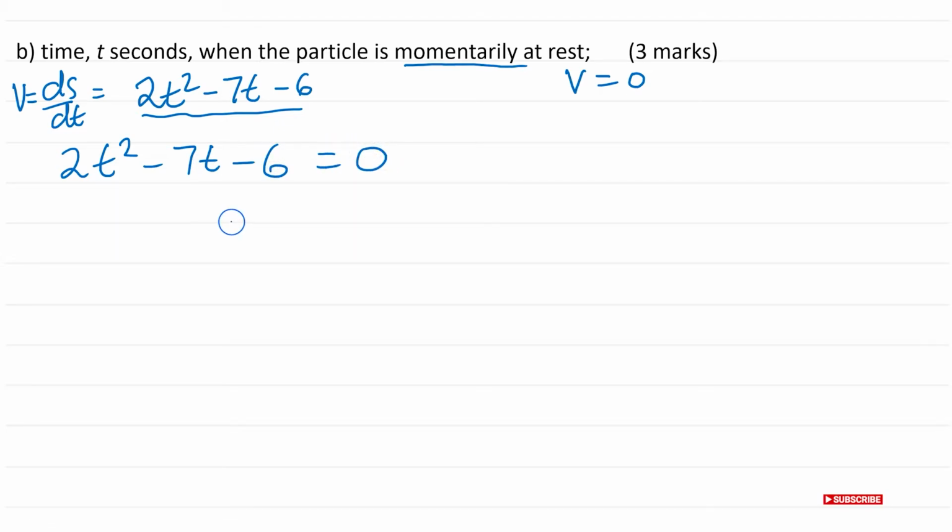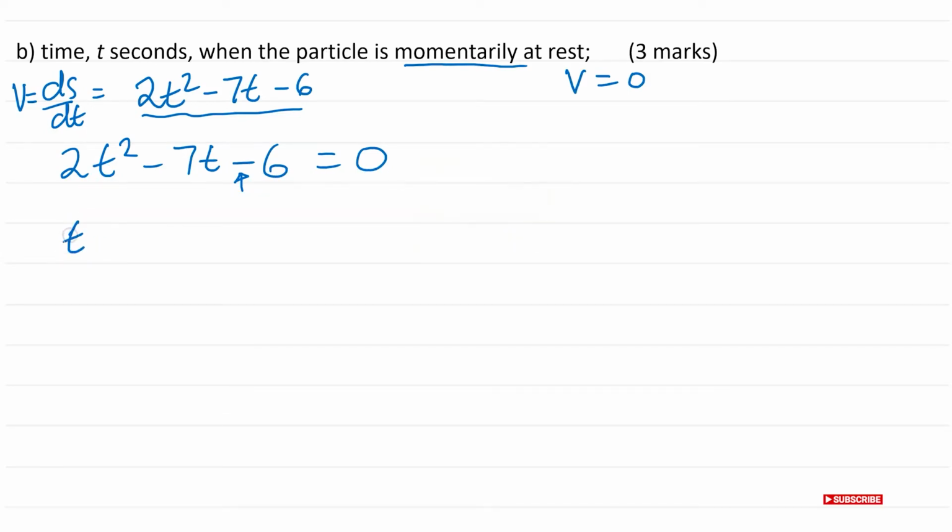Now guys, you need to be very careful here because there is a temptation to split the middle term and have 3 and 4, but you need to watch this sign over here. It's not going to work. So what I have done guys is, sorry, not splitting it, I have used the completing the square method to find t. So how do we do that? Well, first of all, we need 1 as the coefficient of t squared. So I'm going to divide throughout by 2.